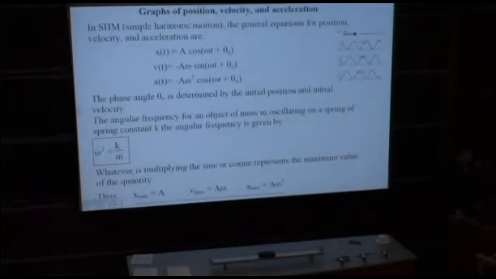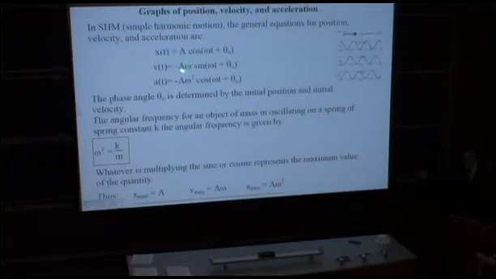Now, we saw the graphs for position, velocity, and acceleration. And this is how each graph can be written mathematically. If the position graph is a cosine graph, in that case, the velocity graph will be a sine graph, and the acceleration graph will be, again, a cosine.